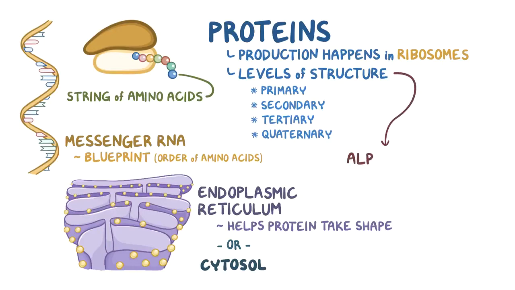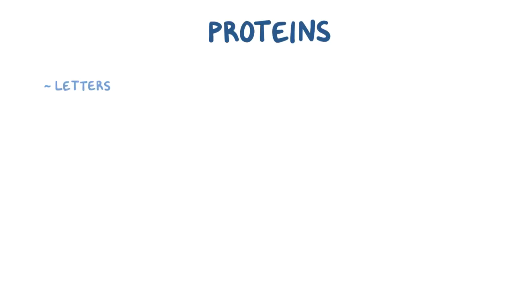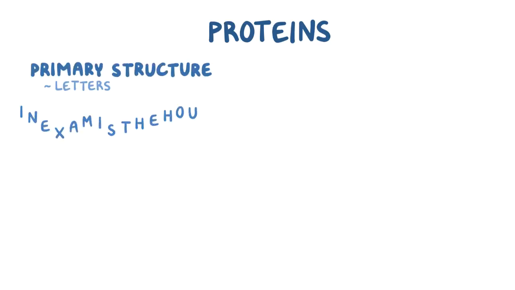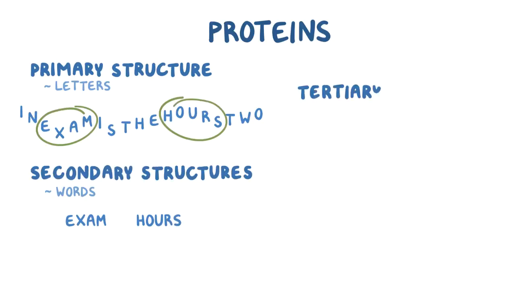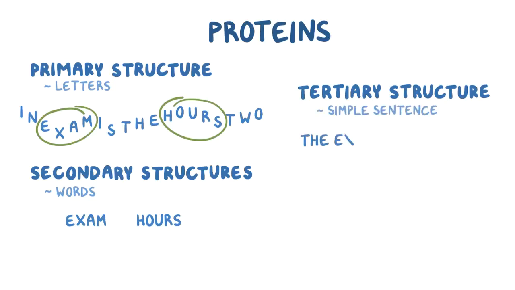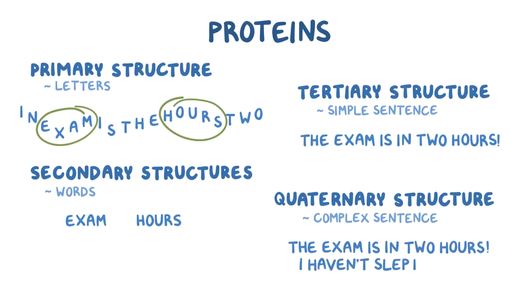As an analogy, think about the alphabet. It can be used to create words, which can make simple sentences, which can further be made into complex sentences. As an example, the letters themselves would be considered the primary structure. Then simple words like exam and hours would represent secondary structures. Tertiary structure would be when the entire chain folds together, maybe making a simple sentence like the exam is in 2 hours. And the quaternary structure might actually be a few peptide chains coming together to form a more complex protein, making a complex sentence that says, the exam is in 2 hours and I haven't slept at all.